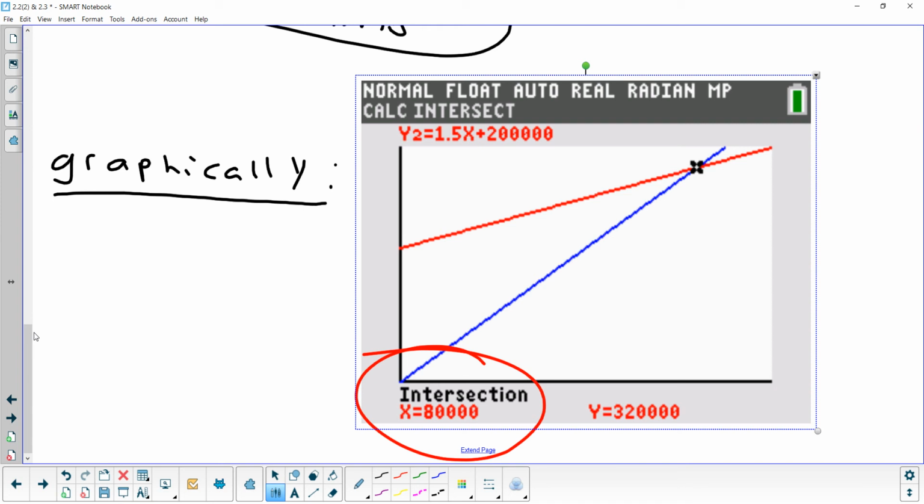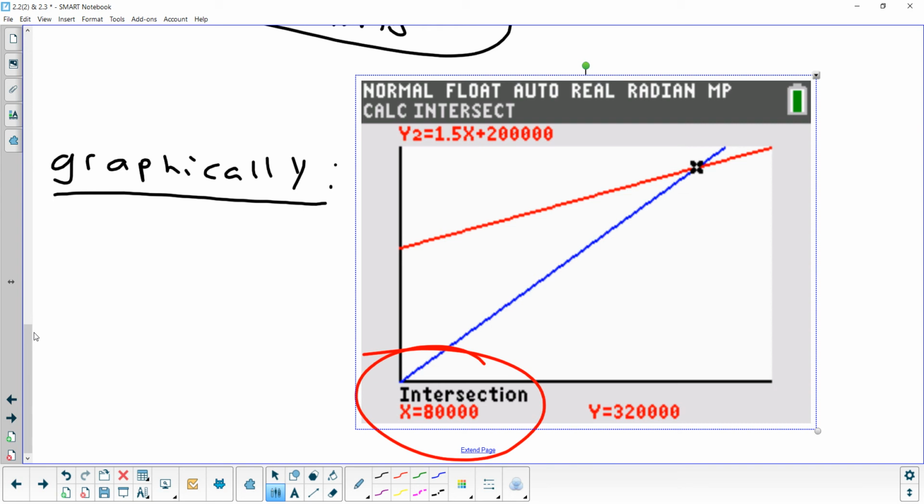What's my revenue if I sell 80,000 shirts? Yeah? 0. Not my profit. Oh yeah, then it's 80,000. 320,000. So my cost to produce 80,000 shirts is 320,000.